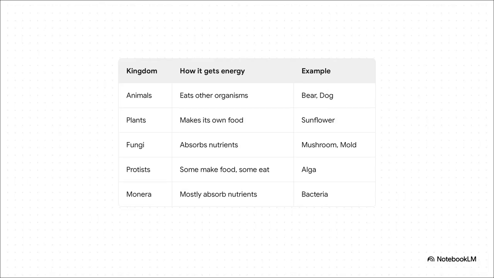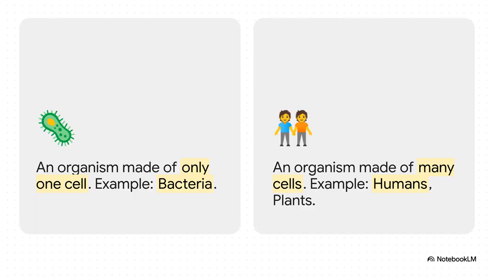So let's take a quick look at the 5 major kingdoms. We've got animals, which eat other things for energy. We've got plants, which make their own food. You've got fungi, like mushrooms, which absorb nutrients from their environment. And then you get into the wilder stuff, like protists and the tiny but mighty bacteria in the Monera kingdom. Each one has a completely different strategy for survival. Another huge question scientists ask is this: how many cells does it have? Is it unicellular, made of just one single cell like a bacterium? Or is it multicellular, with tons of cells working in harmony, like us? Just answering that simple question helps them place any organism on that great tree of life.